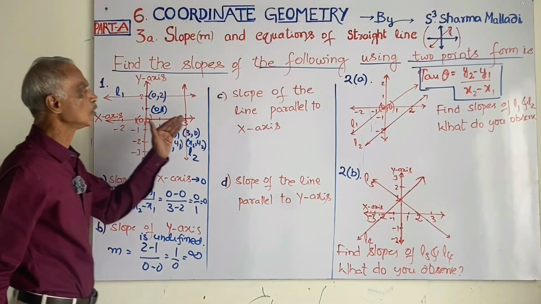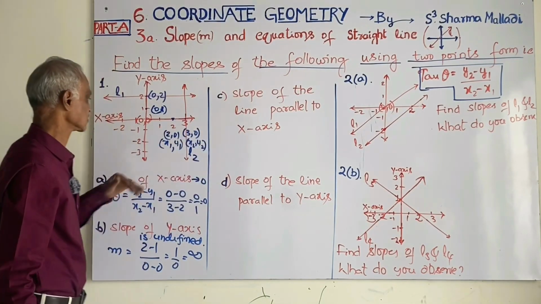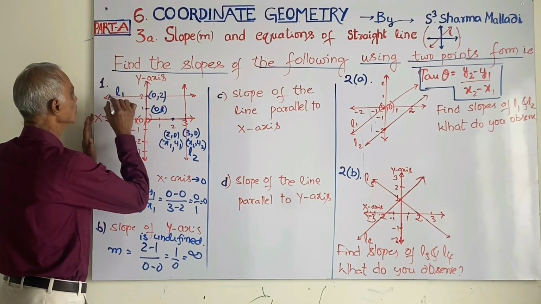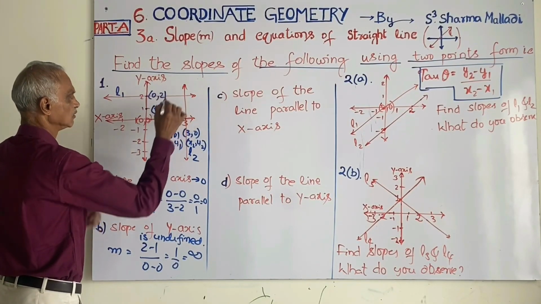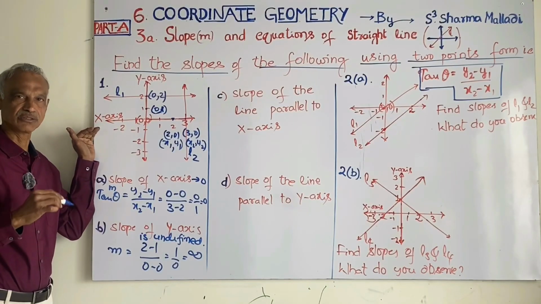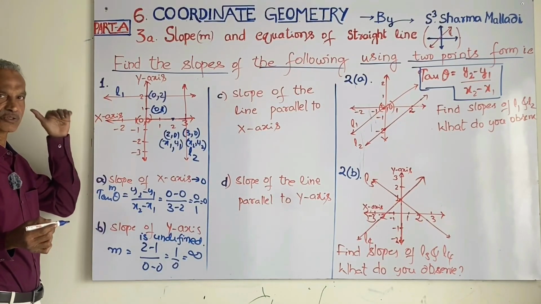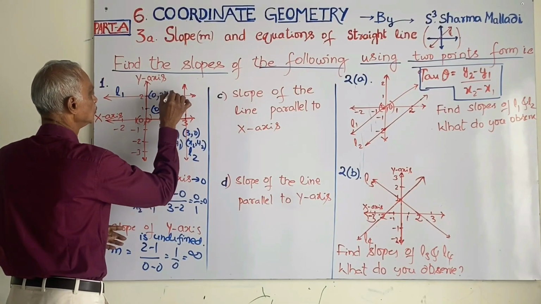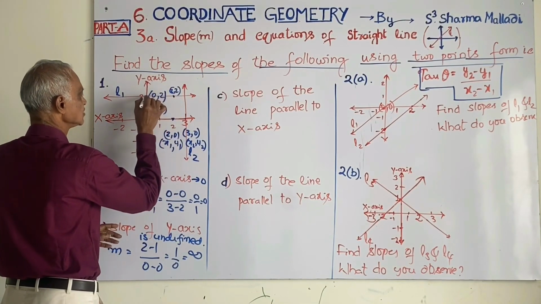Next, slope of the line parallel to x-axis. What is the slope of the line which is parallel to x-axis? That is L1. We have to find the slope of this line. The slope of x-axis is 0 and slope of L1 is also 0. Let us find out. You see, this is (2, 2) and this is (0, 2).